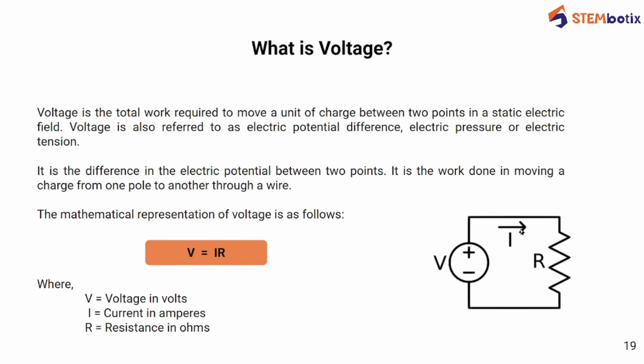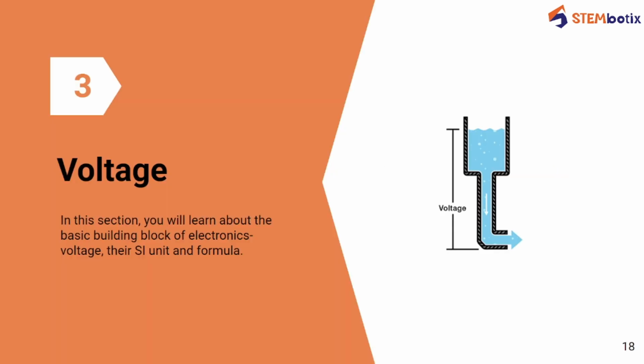Now, what is voltage? You can refer to voltage as a pressure or a force. Whenever there is a pressure or height difference between 2 points, the water can flow through it. But what if there is no height difference or no pressure difference? There will be no flow of water, right? So yes, you can understand voltage as a force or pressure.